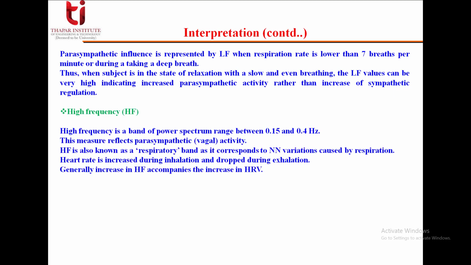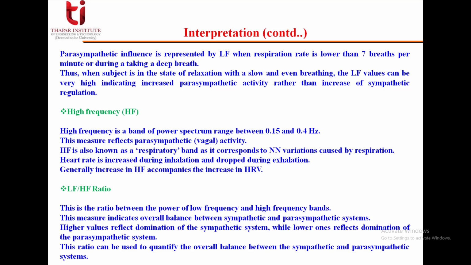Then we have power in the high frequency band, that ranges between 0.15 to 0.4 Hz. This measure reflects parasympathetic, that is the vagal activity. It is also known as the respiratory band as it corresponds to NN variations that are caused by respiration. Heart rate increases during inhalation and drops during exhalation. Generally, an increase in high frequency power accompanies an increase in heart rate variability.